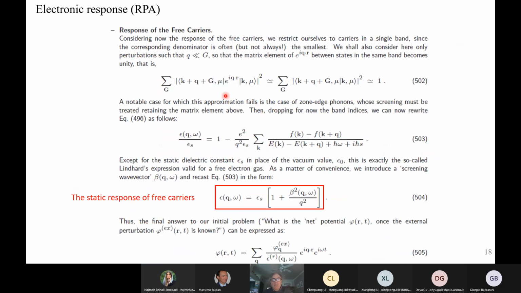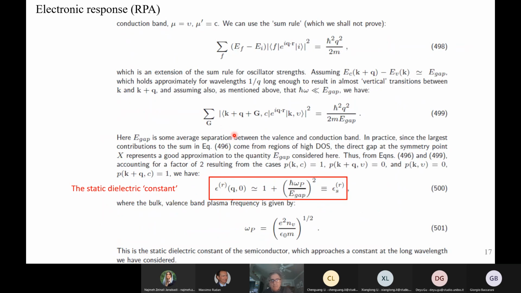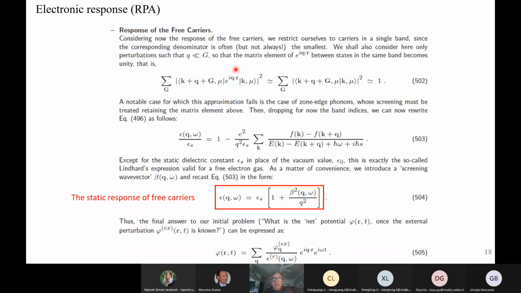So what we do now is consider the response only of the free carriers, and consider that Q is not too big. Not too big means, compared to the G vectors, it is not very large. I'm summing over these G's. I have a matrix element between K and K plus Q plus G. If Q is very small, I can ignore it, set it to 0. So essentially here I have unity.